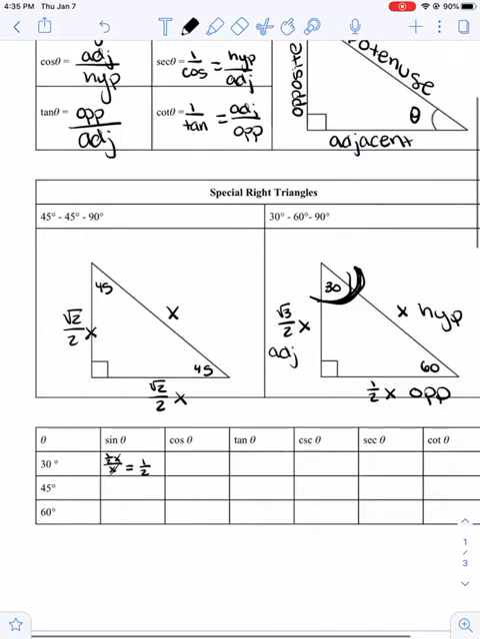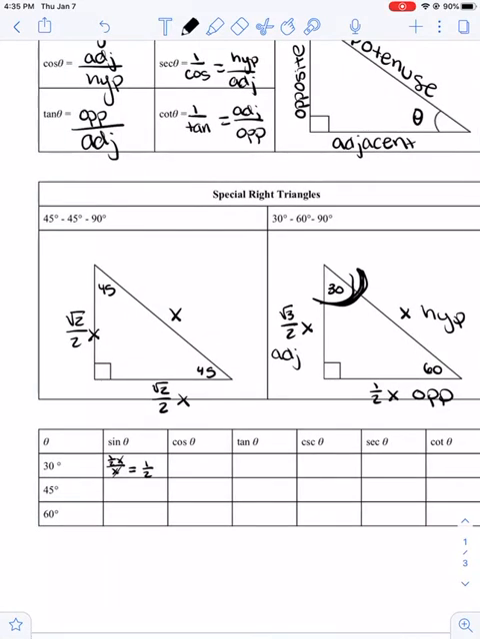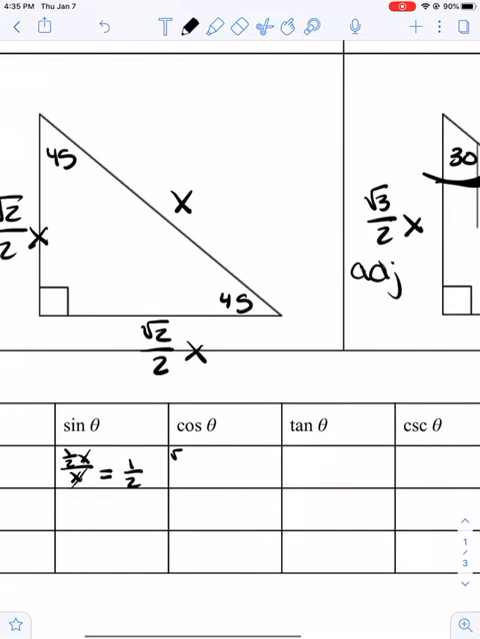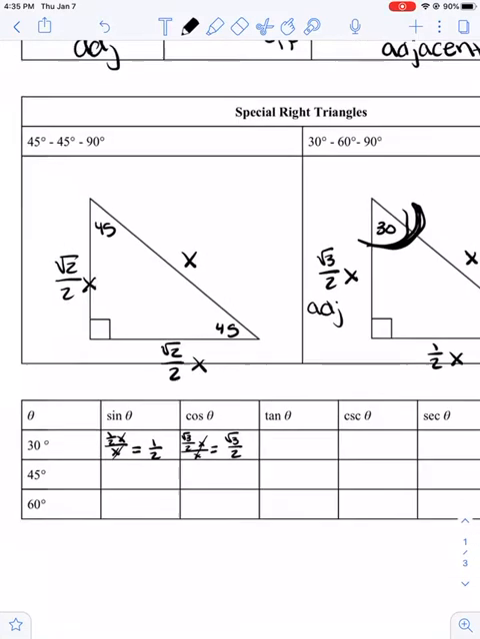Now let's look at cosine. Cosine is adjacent over hypotenuse. So root 3 over 2 x over x. The x's cancel again. So cosine of 30 equals root 3 over 2.